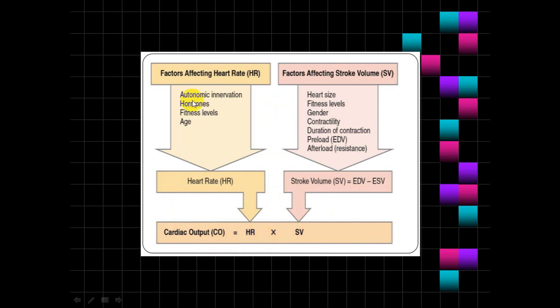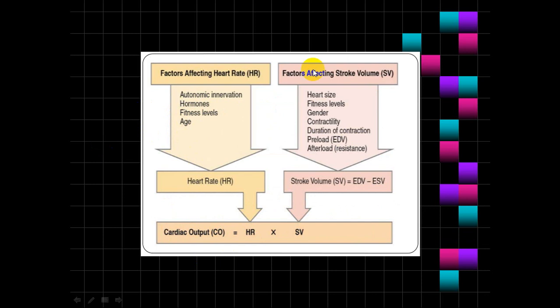Factors affecting the heart rate are autonomic innervation, sympathetic and parasympathetic, hormones like thyroid hormones, adrenaline, noradrenaline, fitness level, and age, which is really different between the young and the adult, healthy, muscular, and so on.